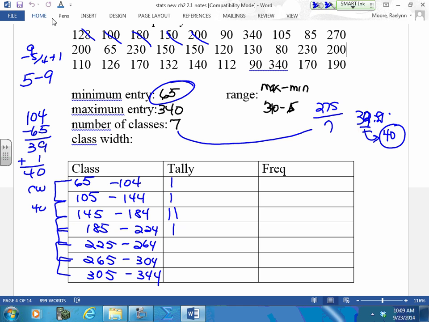Alright. Now, find your frequency. At the end, if you take a look at page 41, they write their frequencies all the way down. You just tally up your frequencies.